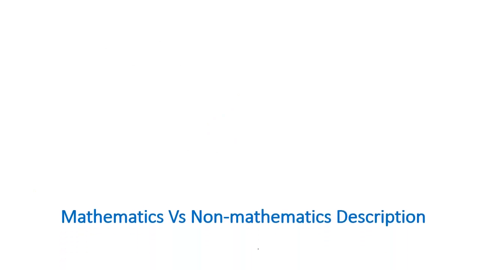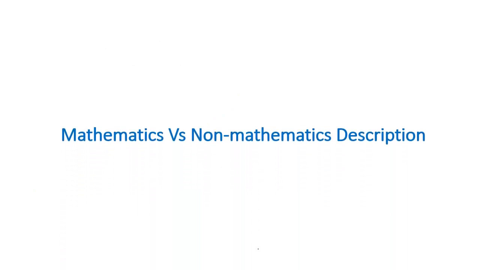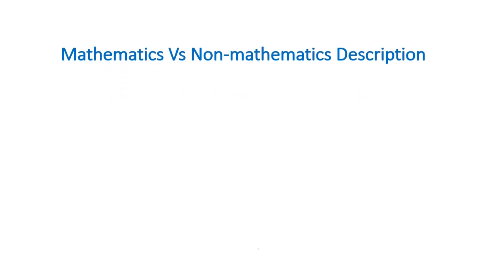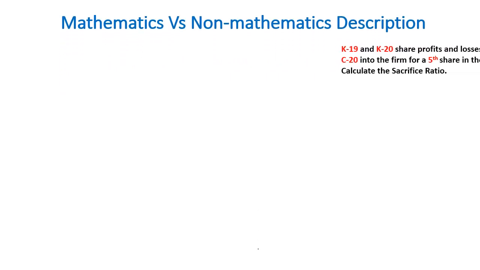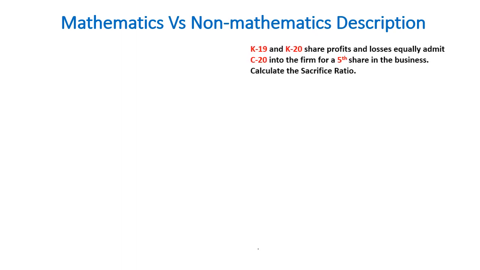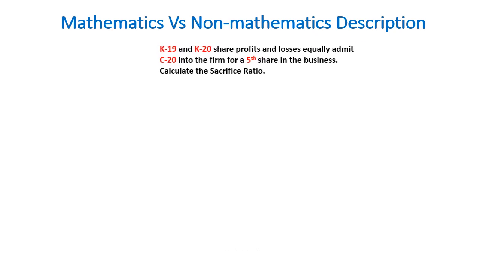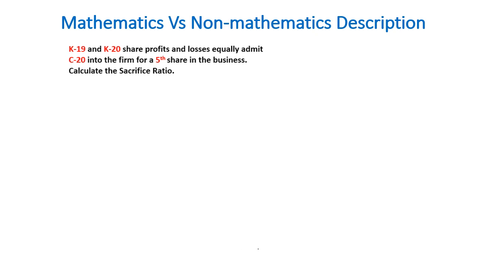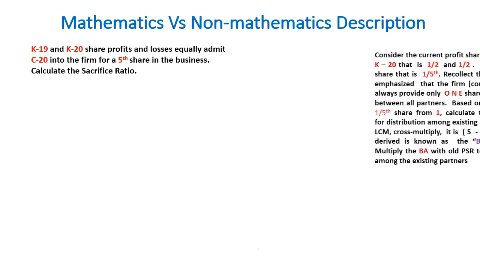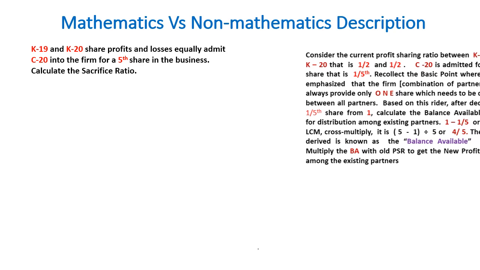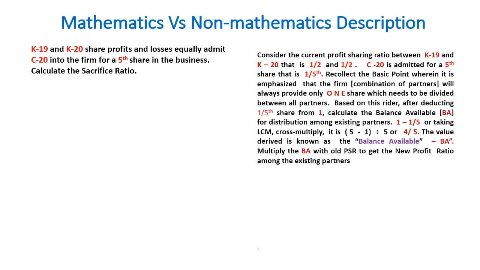Since I have an allergy towards mathematics, I wish to adopt both methods, the mathematical as well as the non-mathematical description. Let me consider the example of K19 and K20 who share profit equally and admit C into partnership for a fifth share. Calculate the sacrifice ratio. Come to the right hand side. Consider the existing partners' existing shares, that is equal, half and half.